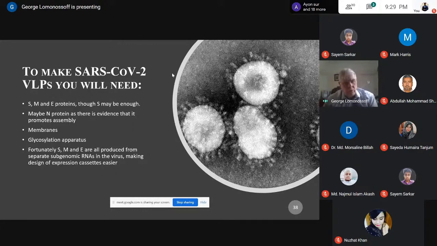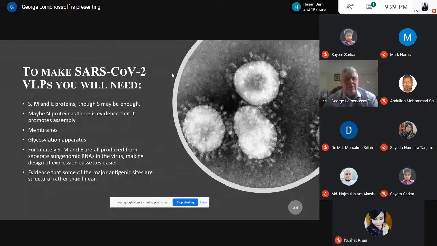And so the first thing you do, as this is a mammalian virus, is codon optimize the constructs for expression in plants, and then express them. Now, one of the reasons you might want VLPs as well is that some of the major antigenic sites are structural rather than linear. And that's important. And actually, there is evidence from the veterinary coronaviruses that some of them involve interactions between more than one of the structural proteins to create the epitope.